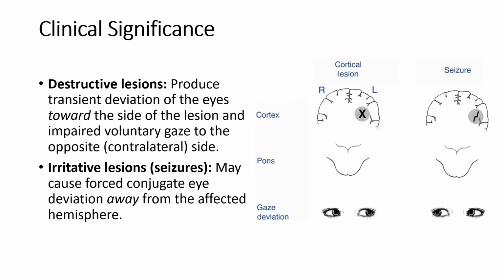The clinical significance is a destructive lesion will produce transient deviation of the eyes towards the side of lesion and impaired voluntary gaze to the opposite side, whereas an irritative lesion may cause forced conjugate eye deviation away from the affected hemisphere.